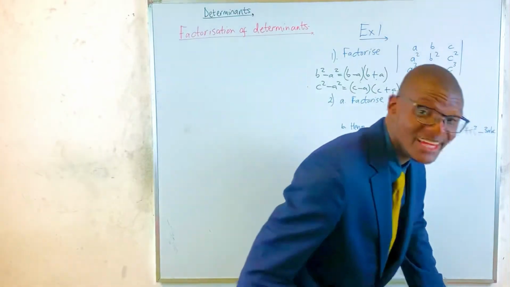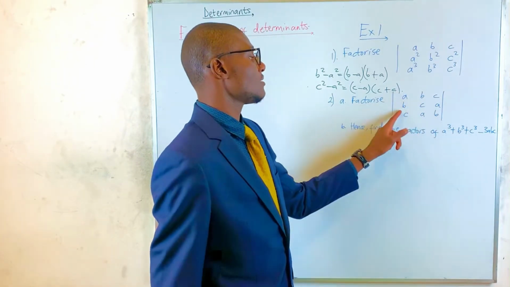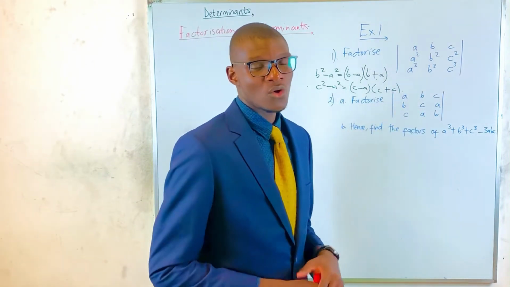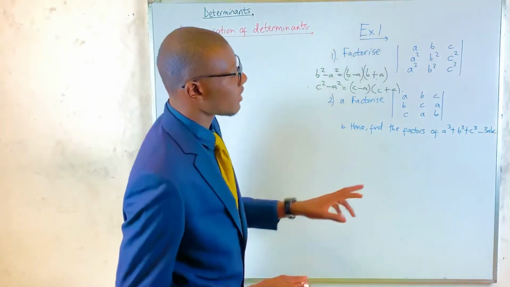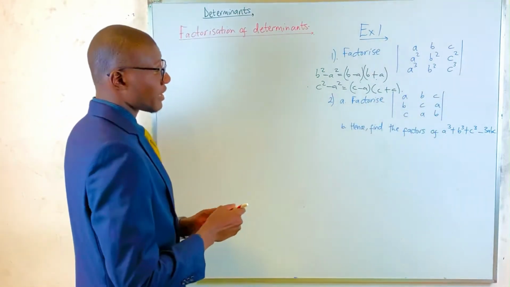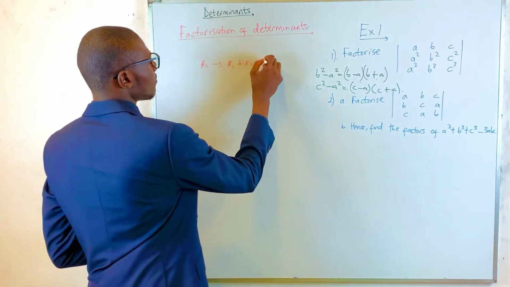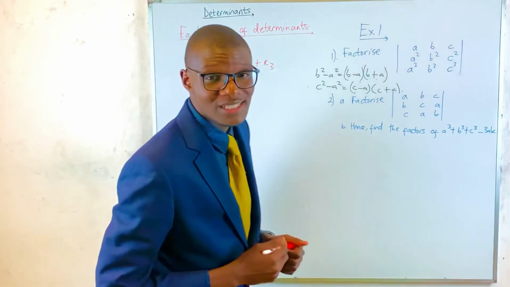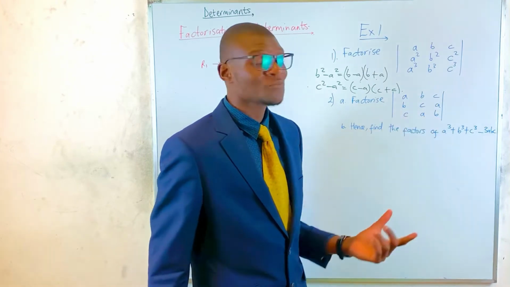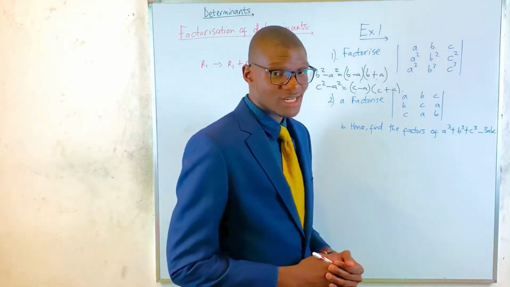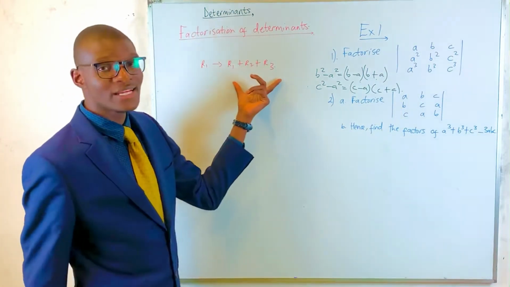Okay, so for the second one, we're being asked to factorize the determinant of a, b, c, b, c, a, c, a, b. Applying the laws of manipulating determinants, we can rewrite the first row as row 1 plus row 2 plus row 3. This is going to help us establish a common factor that we can factor out, because with the elements as they are, we don't necessarily have a common factor.